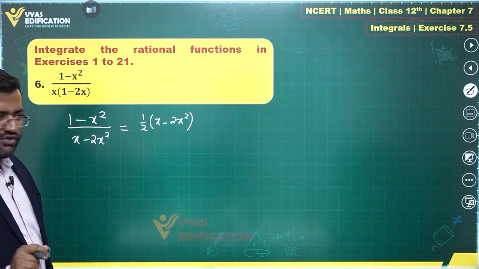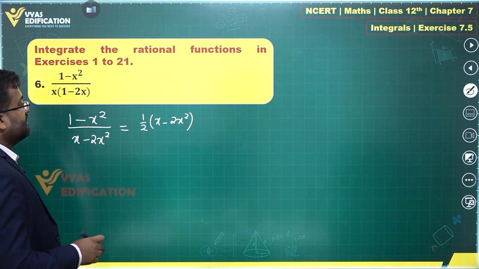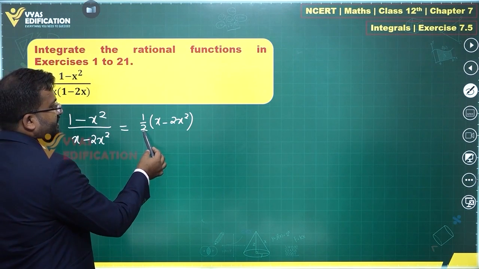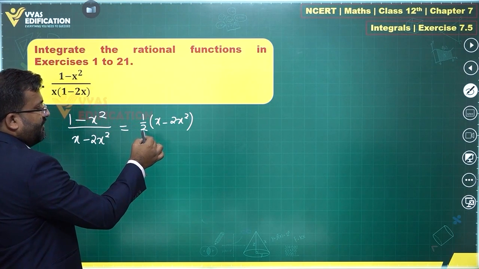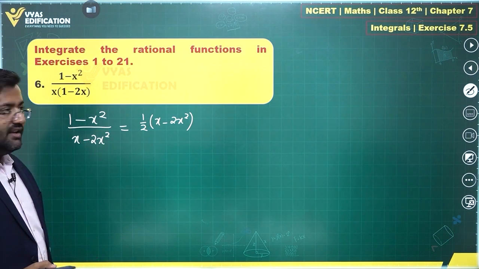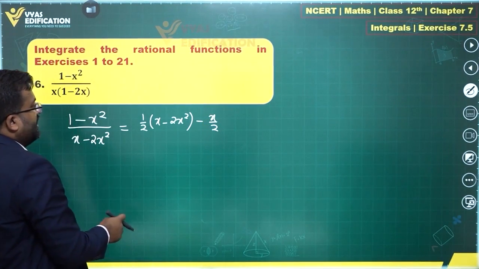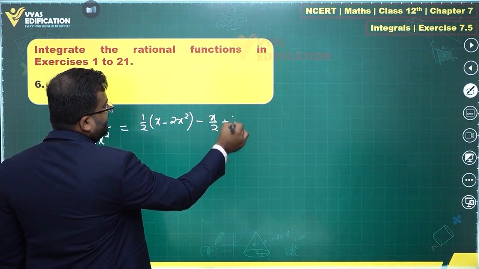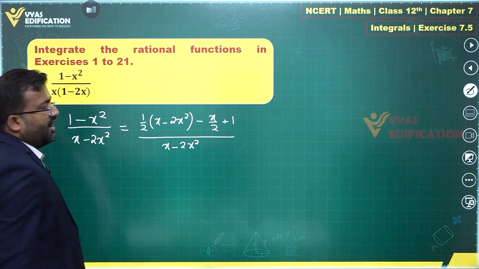Since this is a pretty simple question, I'm solving it with this direct approach. So this is half times (x minus 2x square), which gives minus x square over here, plus x by 2 is extra, and we'll have to subtract that x by 2, right? So we subtract x by 2 over there. And what else? You have a plus 1 over here extra, right? And what we have in the denominator is x minus 2x square. This is what you have.